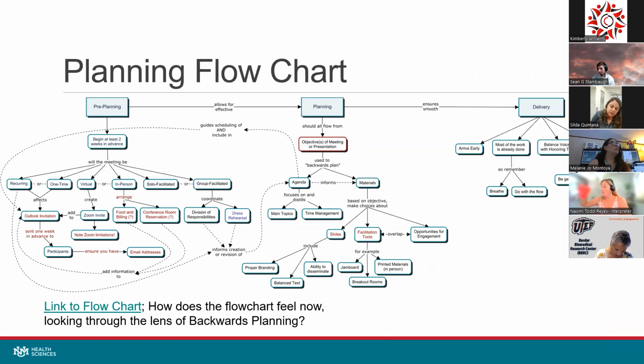So just another quick look at the flow chart. With all of these different pieces of backwards planning, objectives, building out agendas, creating slides, sending invitations, all of that is represented in your pre-planning and planning phases. And so now you can start to see why this planning flow chart is so heavy on the left side and so much lighter on the right side. The planning and pre-planning are almost all of it. Delivery is really just the matter of spending time in the space.